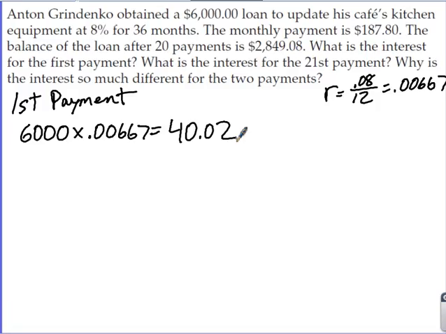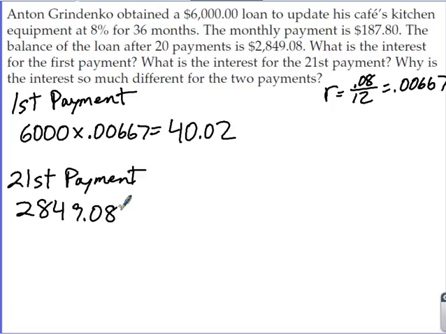Okay. What is the interest for the 21st payment? Well, on the 20th payment, the balance was $2,849.08 times 0.00667. So multiply those together. And you should have come up with an interest of $19 even.